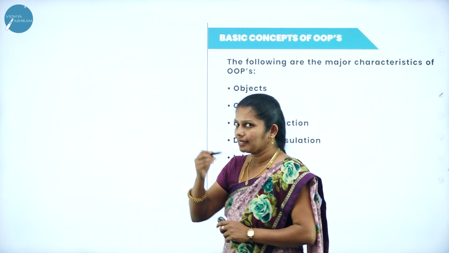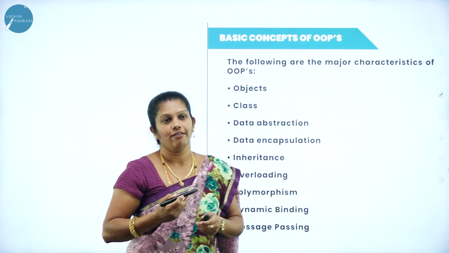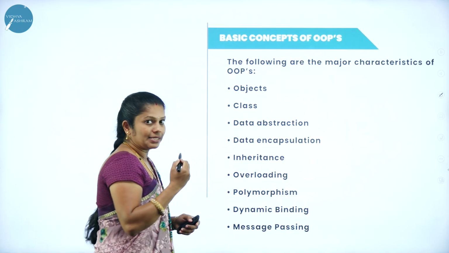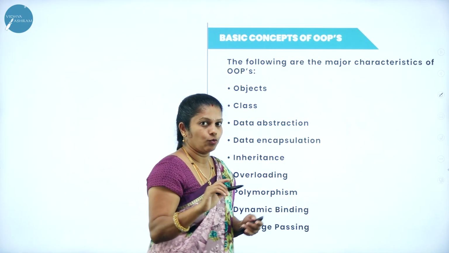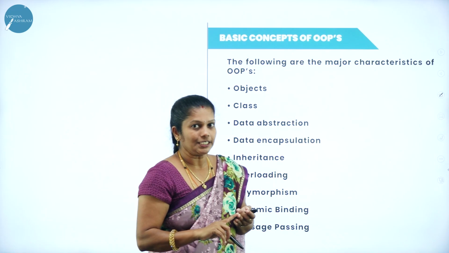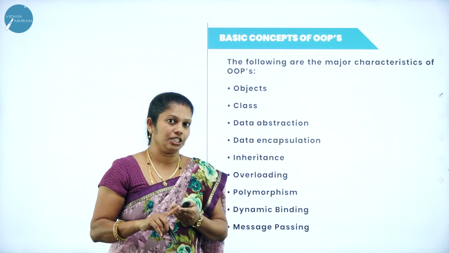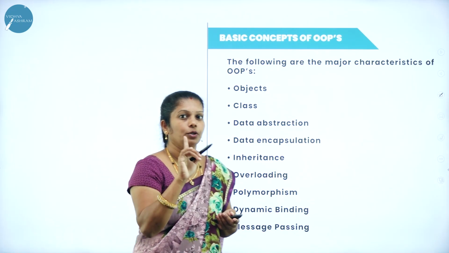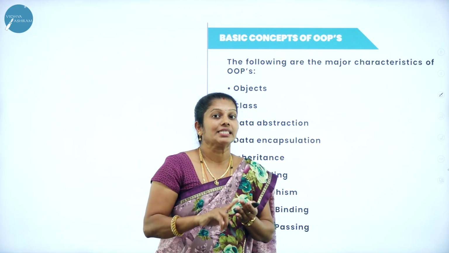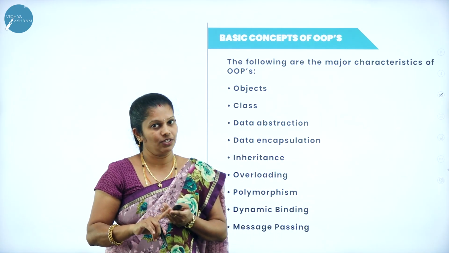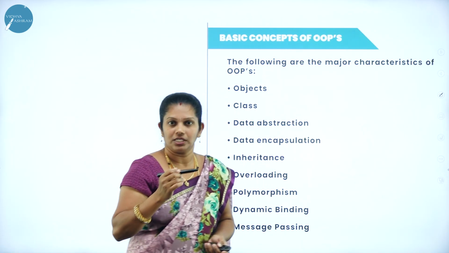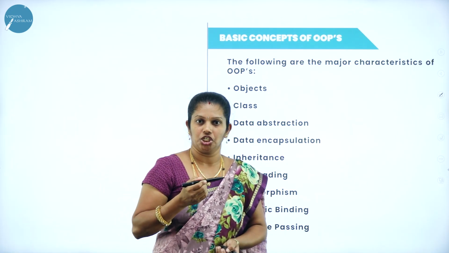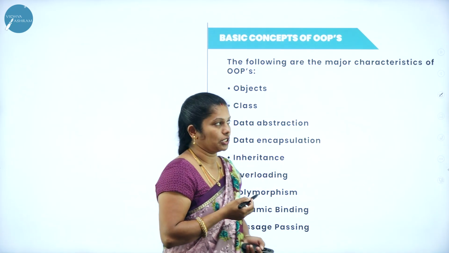Next, we will discuss the features of OOPS one by one. When we come to the basic characteristics, in this chapter you will study only 4 concepts: features, advantages, disadvantages as well as applications. For 5 marks, they will ask the advantages, disadvantages, applications as well as features. For 1 mark, you may get any one of the features or any one of the advantages to mention. Like that, you will get the questions.